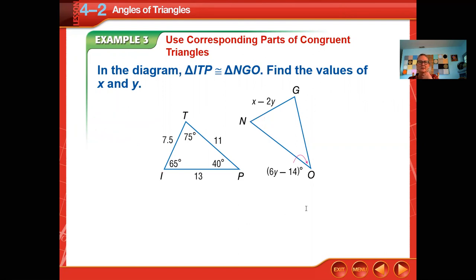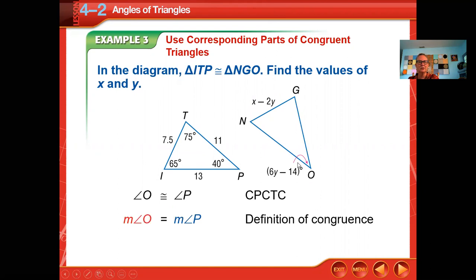I believe I have this all here in the PowerPoint. Okay, so starting with angle O is congruent to angle P. They're going to solve it and substitute in. 6y minus 14 equals 40. Okay, and remember we knew that O was equal to P because of the original congruent statement. Those letters were the last letters in the original congruent statement. Okay, so that's what I wanted to know. Find the value of X.